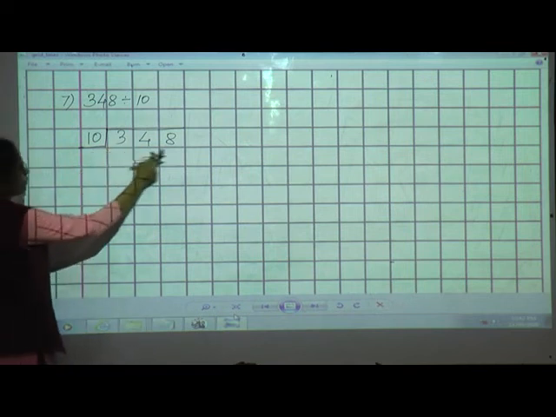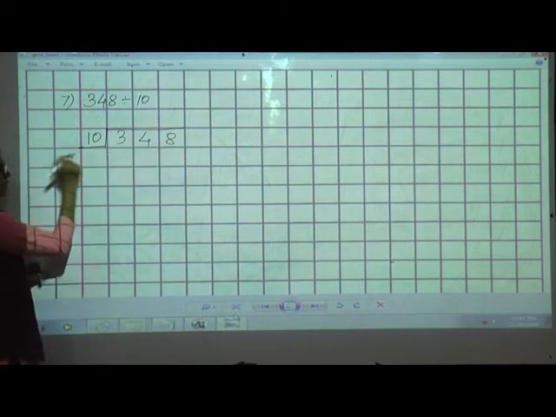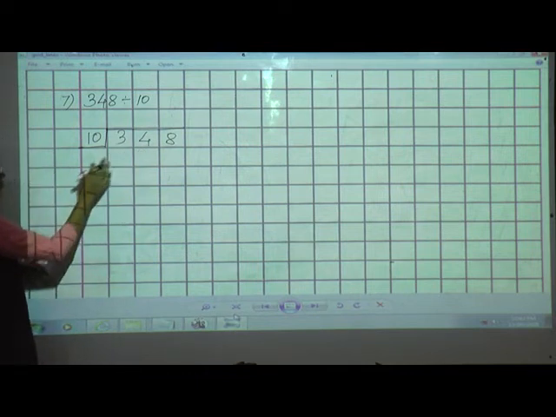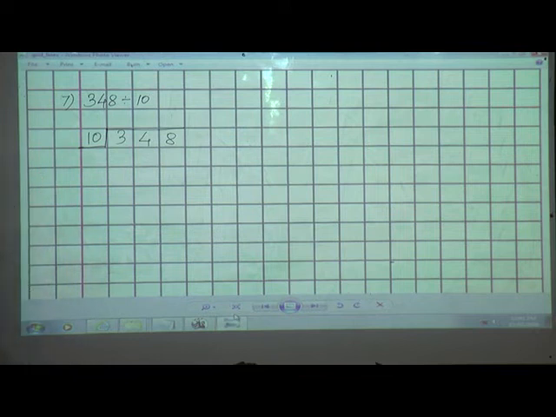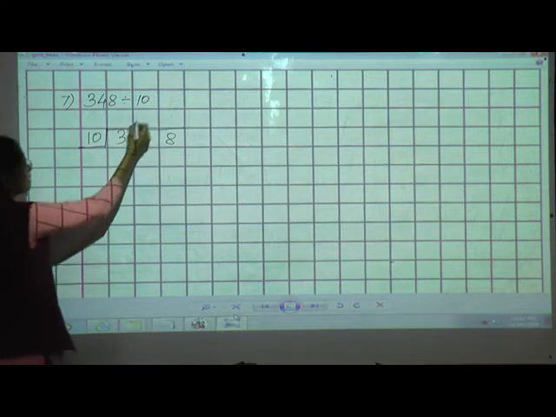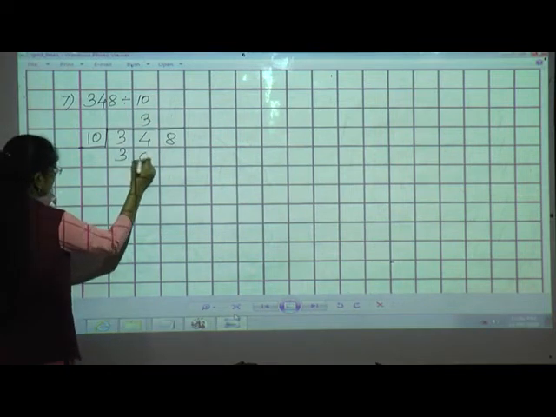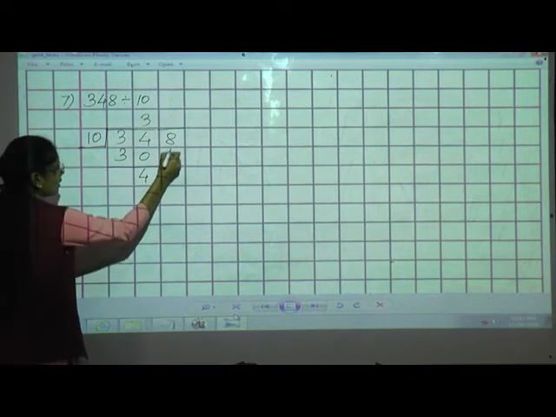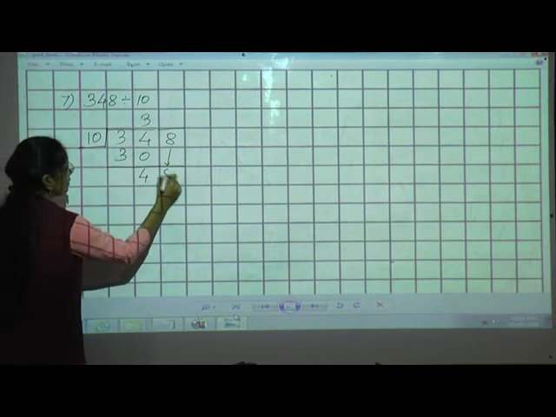Yes, 348 by 10. Now see this number, we will take together, because 3 is smaller than 10. So we will take 34 together. 34 by 10. Say the table of 10. 10 3s are 30. Now 34 minus 30. Okay, and then this 8 will come down.